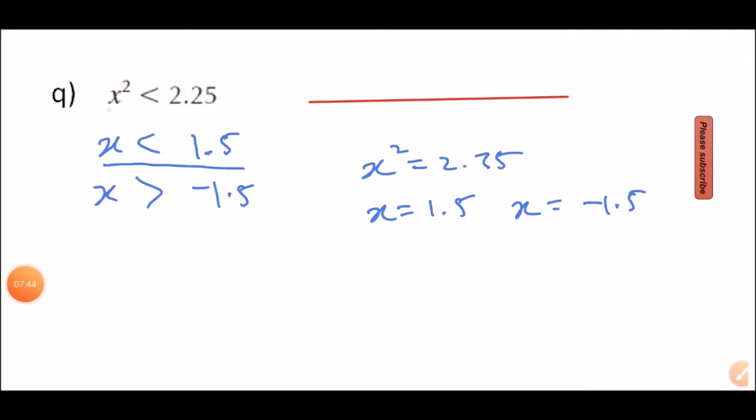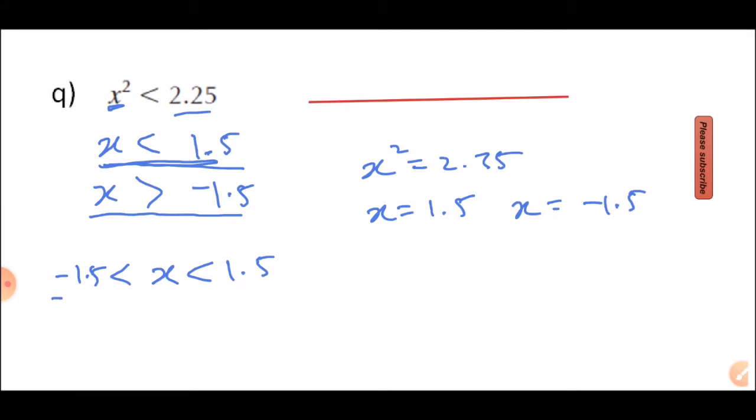And because the x squared side is less than the other side, I have to write it in this form here. So x, I can see here that x has to be greater than minus 1.5, and I can see here that x has to be less than 1.5, so I'll just write it like this. So this here is the solution.